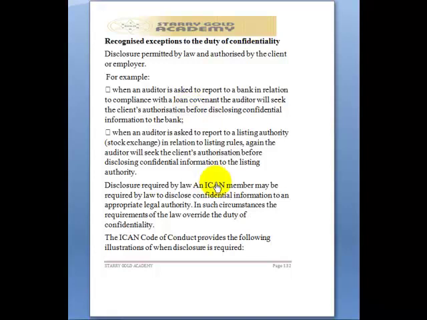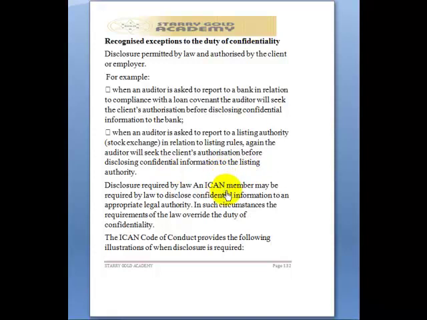When an auditor is asked to report to a listing authority, the stock exchange, in relation to listing rules, again the auditor will seek the client's authorization before disclosing confidential information to the listing authority. So that one is not disclosure by law; it's disclosure authorized by the client. And sometimes disclosure will be required by law.